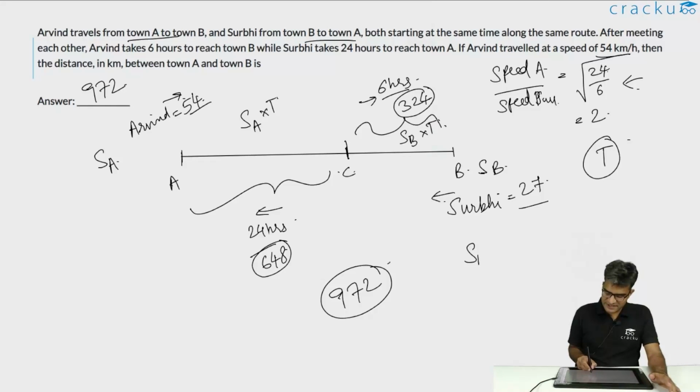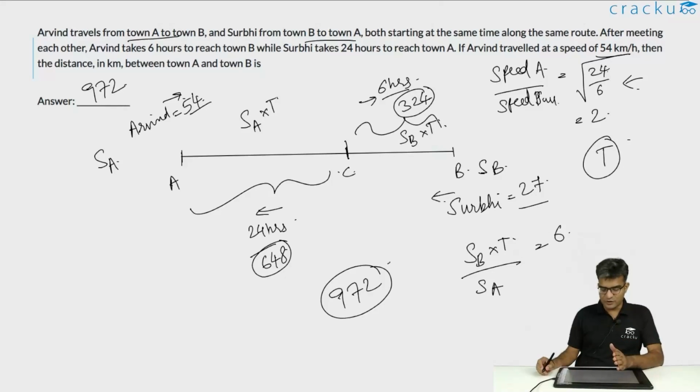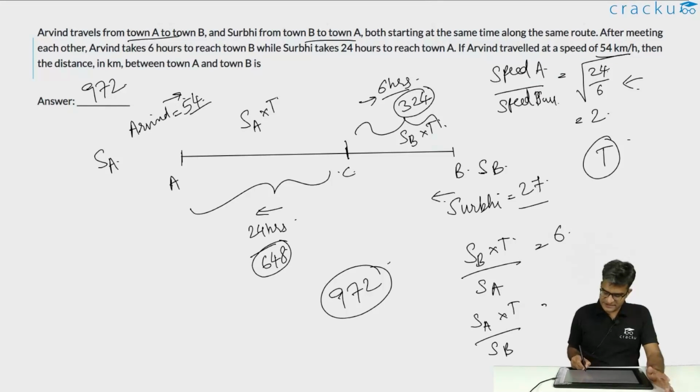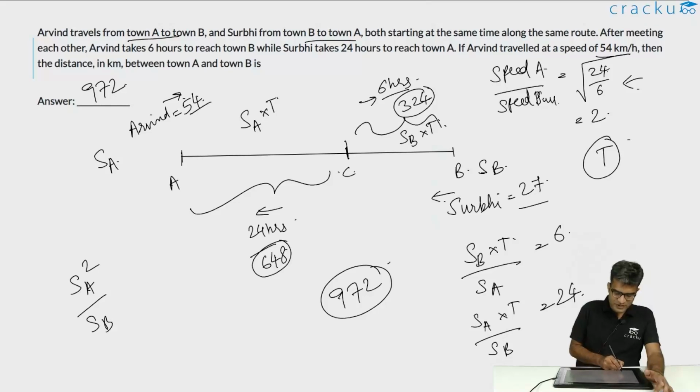That is, SB into T divided by SA is 6. We know that the time taken by Surabhi to go from C to A is 24 hours. So SA into T divided by SB is 24. If you just divide one by the other, you are going to get that SA square divided by SB square is equal to 24 by 6, which is 4. Or the required ratio is square root of this, which is 2.